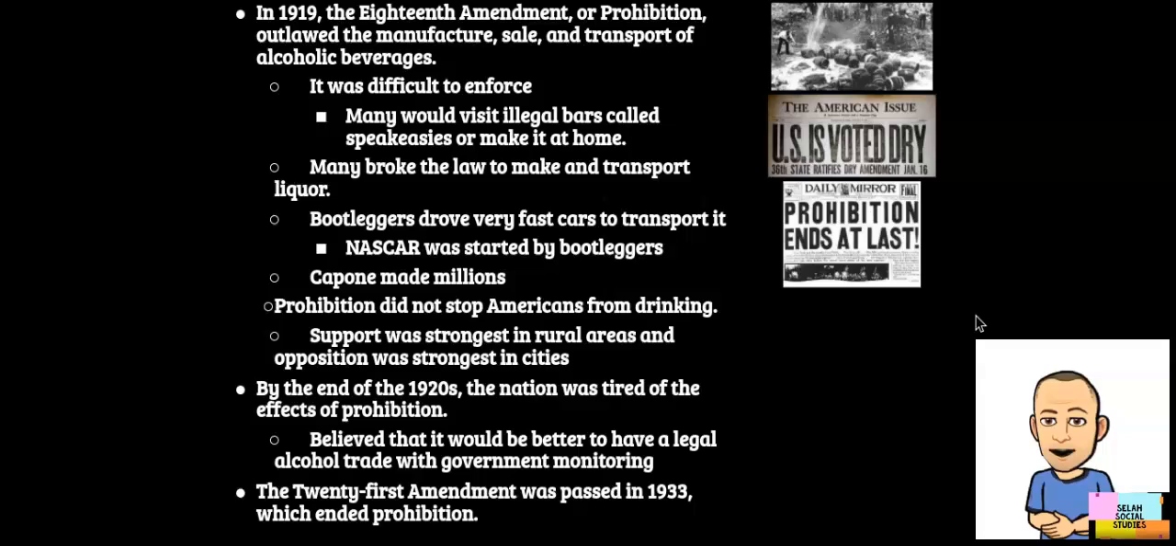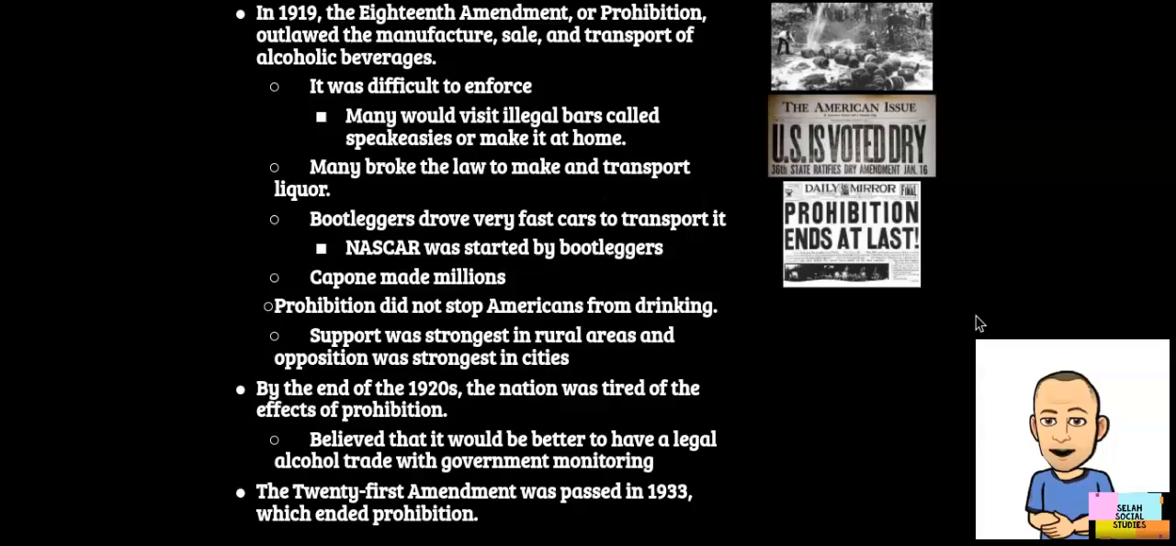Sometimes the bar would be behind a secret door that you can only access with a secret knock. And many young Americans broke the law when it came to alcohol, like mafia bootlegger Al Capone, who made millions of dollars transporting liquor in cars that they made faster and with larger motors. This would allow them to outrun the police vehicles, and bootlegging would ultimately lead to the creation of NASCAR.